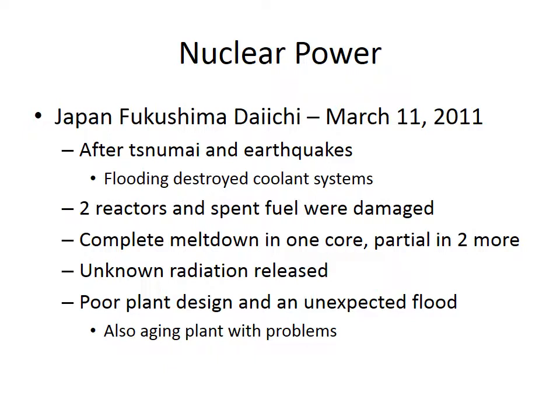The flooding destroyed their coolant system, so they could not cool the nuclear reactor, which you're already realizing is bad. They had 2 reactors and spent fuel that was being long-term stored that were damaged. 1 core did melt down due to a lack of cooling system. There was partial meltdown in 2 others. No one knows how much radiation was released. They really couldn't measure it. The systems weren't equipped to work during a massive wall of water crashing through them.